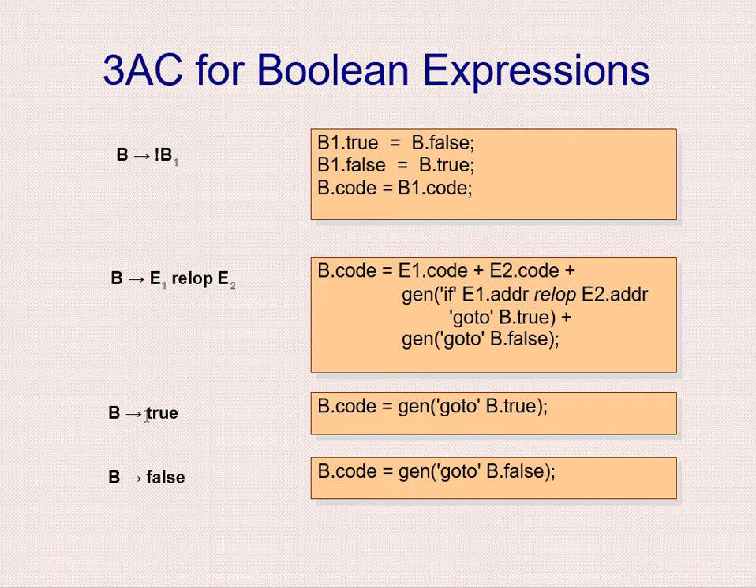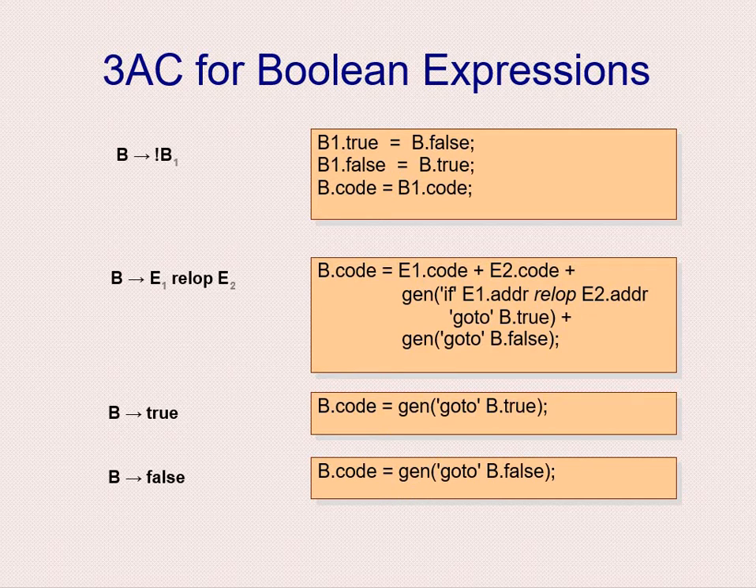If B is generating true, then B.code will be the generation of go to B.true. And if B is generating false, then B.code will be the generation of go to B.false.